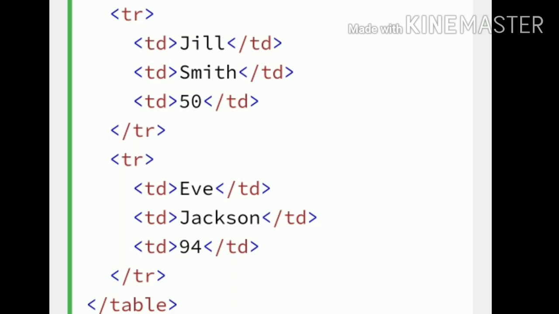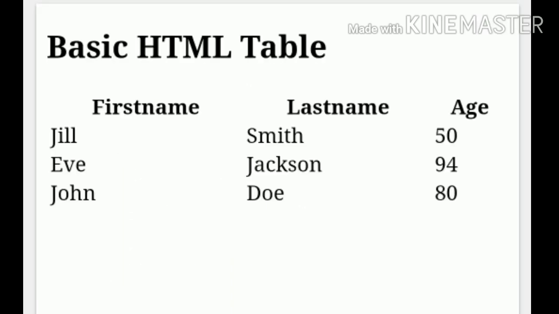Basic html. See the output of that particular table. Okay, first name, last name, and age. You have three columns, first name, last name, and age. The information is displayed. First name is Jill, second name is Smith, the age is 50. The second one is Eve, first name Eve, last name Jackson, age 94. And the third one is John Doe: first name John, last name Doe, and age 80. This way the table is executed.